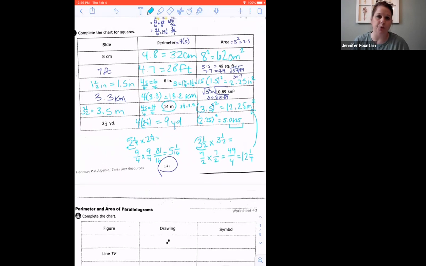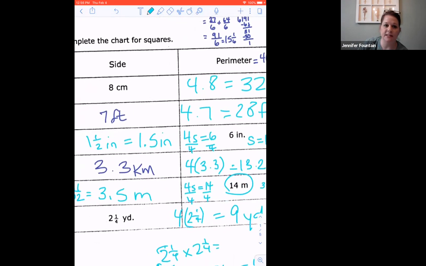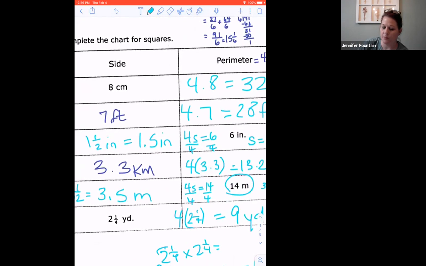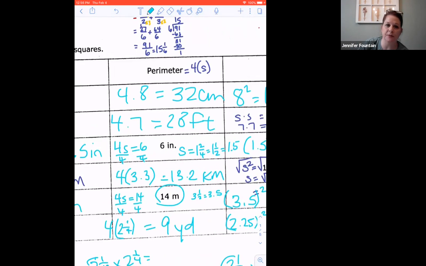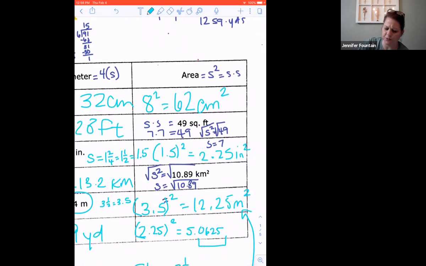So if you'll just go ahead and get out your worksheet and check your answers, I'll look at the first one. They gave us 8 centimeters. When I multiply that by 4, I get 32 centimeters. When I square it, why did I write 62? That's supposed to be 64. I don't know what I'm doing, y'all. Glad we went over that. So check your work. Remember, 8 times 8 is 64, so 8 squared is 64. If y'all see me make a mistake, y'all gotta tell me.